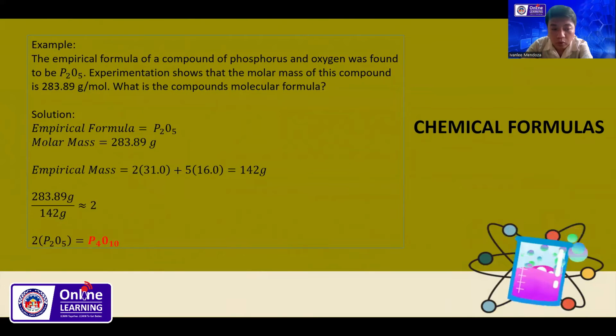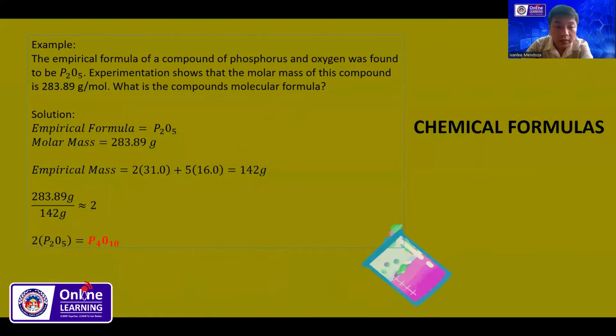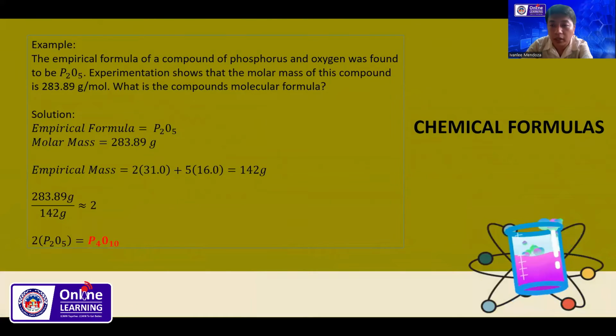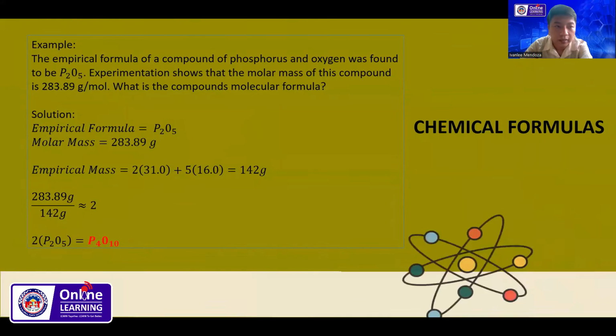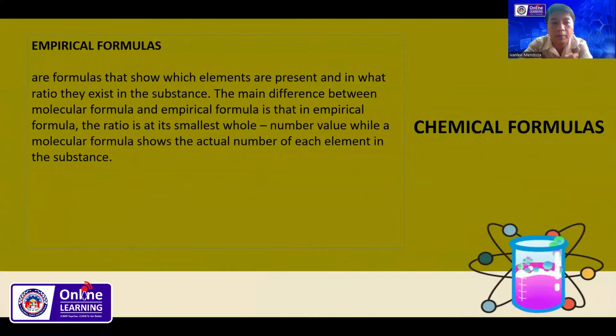So it will become 2 times P2O5. So the answer for the compound's molecular formula is P4O10. Okay, so that is the answer for this problem. Okay, now another, so we have the empirical formula.